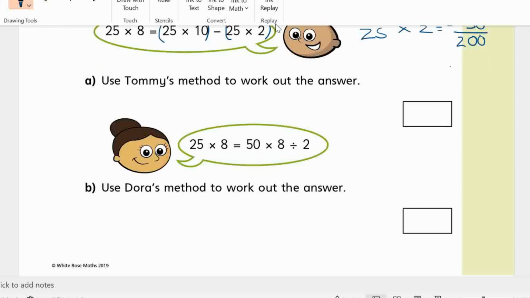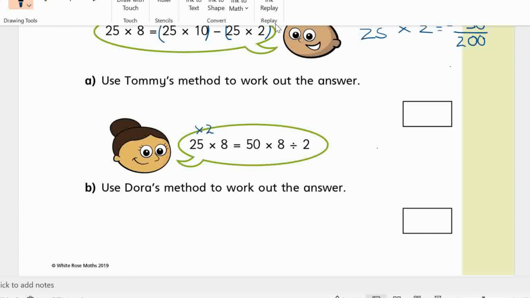25 times 8 equals 50 times 8 divided by 2. So what she's done is she's timesed 25 by 2. Yeah? But then she's going to divide it by 2 later because she thinks that, well, it's probably true, 50 times 8 is easier to work out than 25 times 8. And then she divides by 2 later to get her answer.